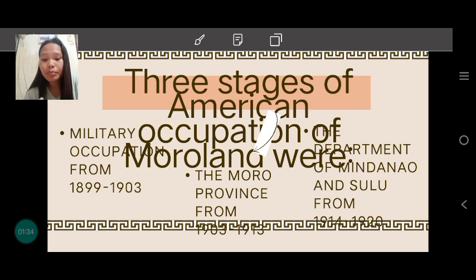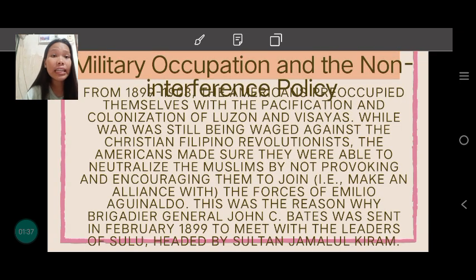Military occupation and the non-interference policy. In 1899, the Americans were preoccupied with the pacification and colonization of Luzon and Visayas, while war was still being waged against the Christian Filipino revolutionists. The Americans made sure they were able to neutralize the Muslims by not provoking them and not encouraging them to join the forces of Emilio Aguinaldo.